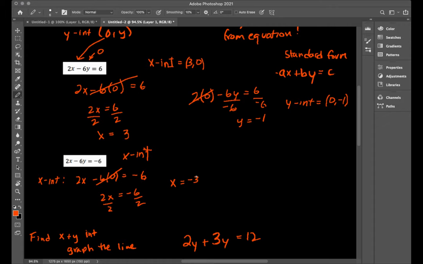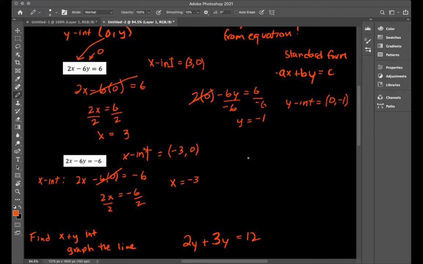All right. So that would be x is -3. So that x-intercept would be -3, 0. Okay. So this is also setting you up for systems of equations, but I don't want to go into that because that'll confuse you. All right.